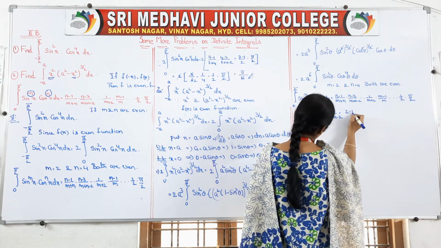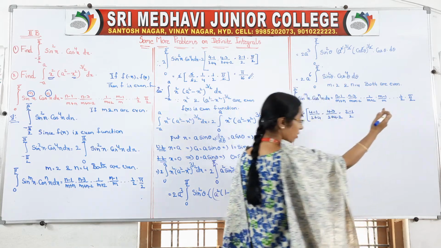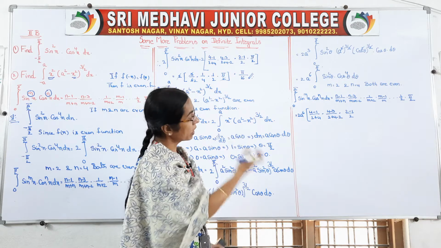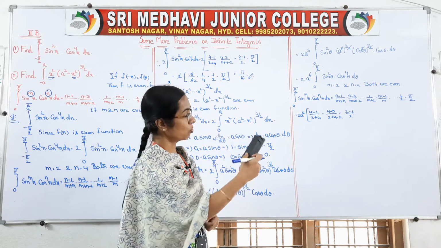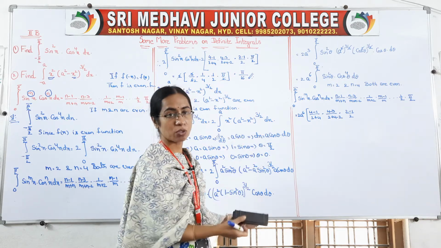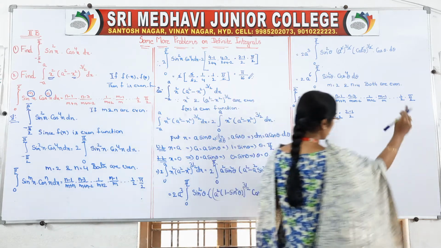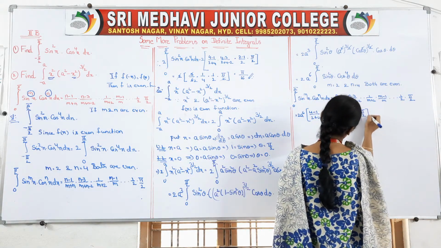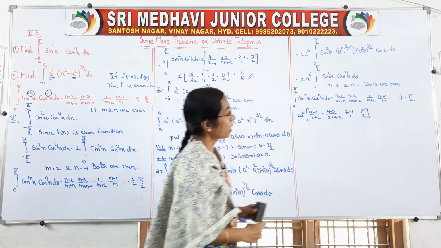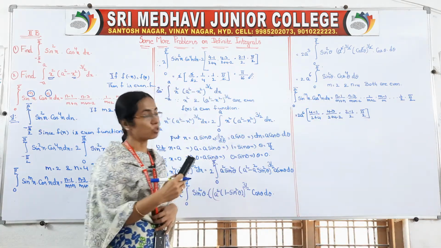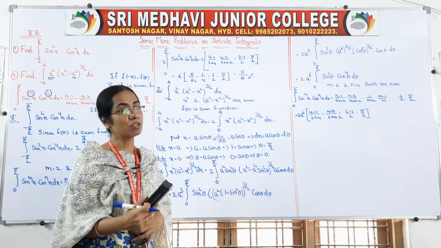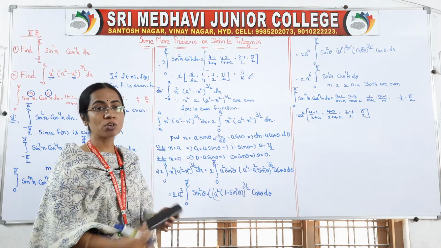2 minus 1 by 2. Like that we have to write. Where do we have to stop? At 1 by 2. But here, in the beginning only, we got 1 by 2. 2 minus 1 by 2 means 1 by 2. So once we got 1 by 2, we have to stop and write pi by 2. Okay. So be careful where we have to stop. You should know it. According to our m and n values, we should know where we have to stop.